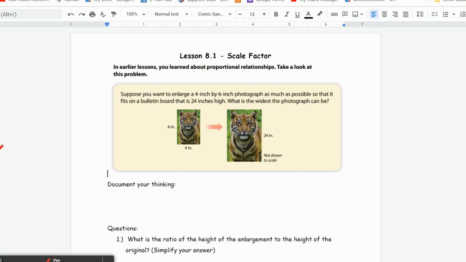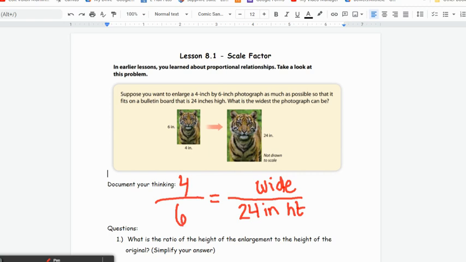Now that you're back, let's see if you solved the problem similarly to how I did it. I want to know how wide the photo will be, and I want it to be in proportion to the height, which is 24 inches. I know the original is 4 inches wide and 6 inches high. So I'm going to blow this up. I would multiply 6 times 4 to get 24. So 4 times 4 will be 16 inches wide. That's how I would solve this problem.